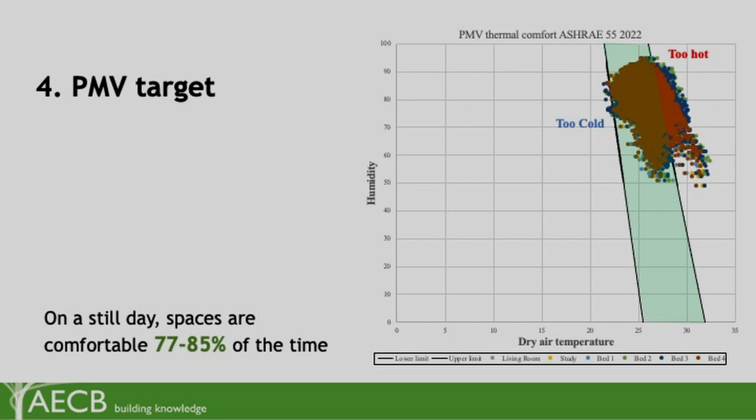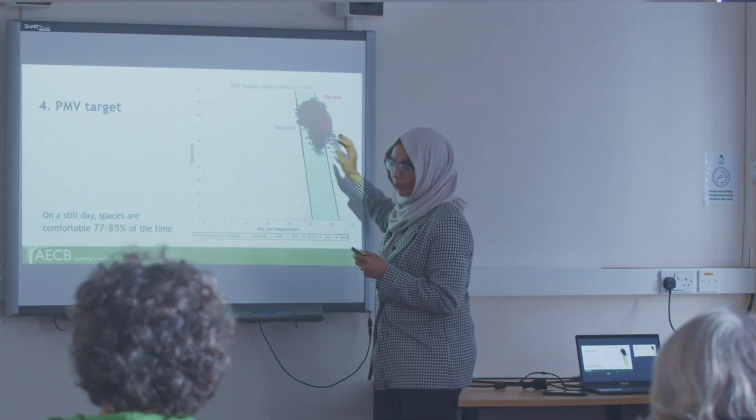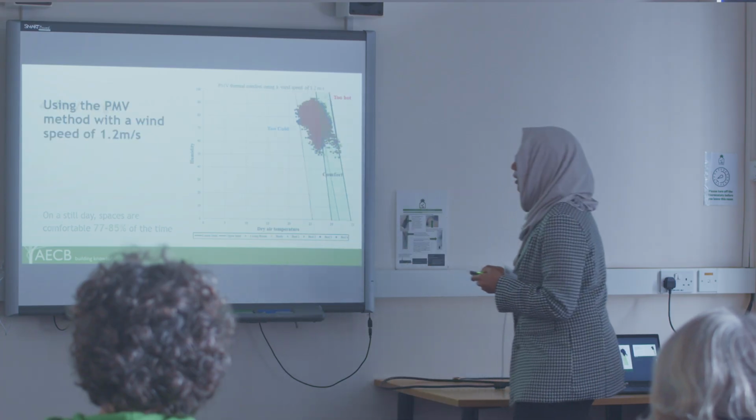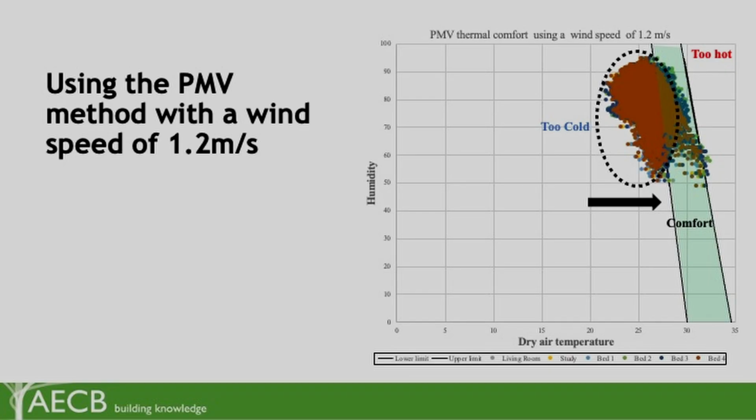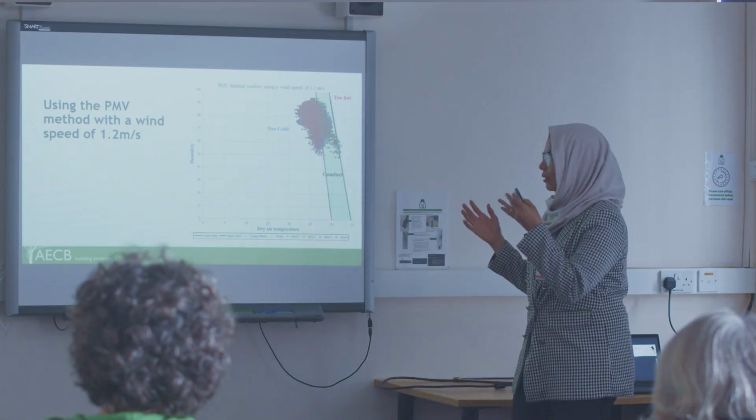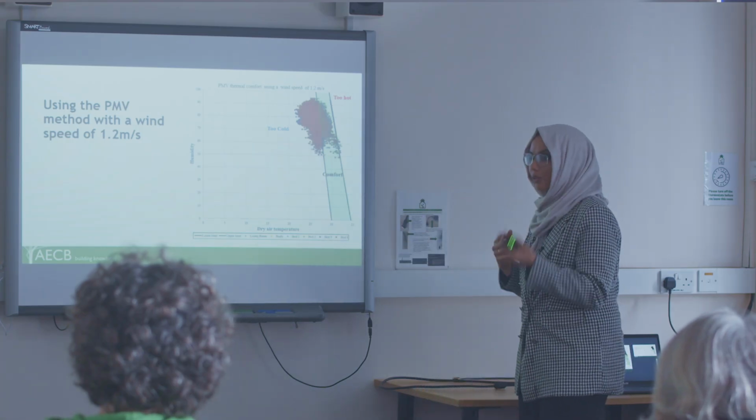And you can see here, there's a bit here that is too hot. So what we wanted to see, well, what if the wind speed was 1.2 meters per second? And you can see that shifts the comfort zone towards here. So that part becomes covered in comfort. But at the same time, that makes these temperatures too cold. So that means if it's really, really windy and the temperature is not high enough, you will feel cold.